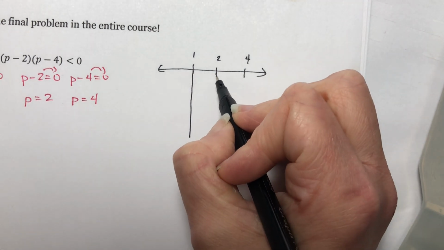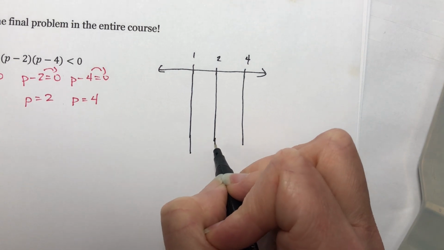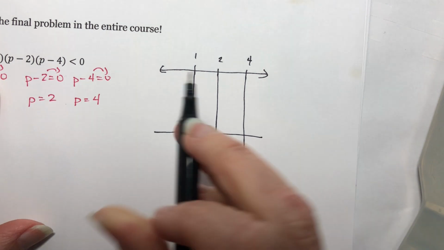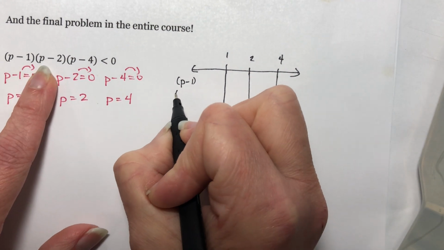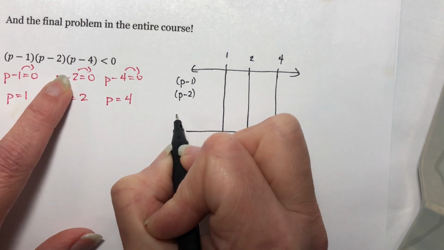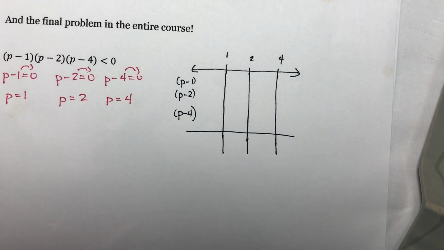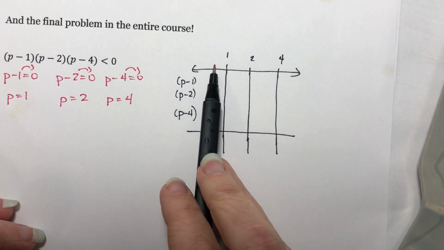Extend this down, making it a little bit longer than usual because I have more factors to put over on the left. I need to put all of these there. So I have p minus 1, I have p minus 2, and I have p minus 4. And I need a test number in all of these regions. So I have one more region to test.